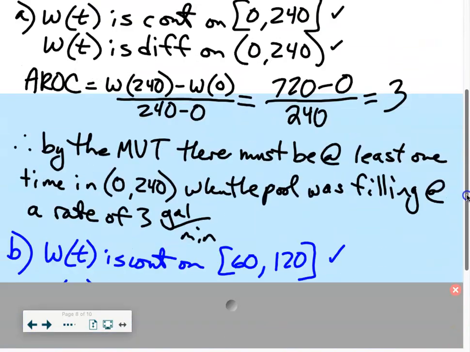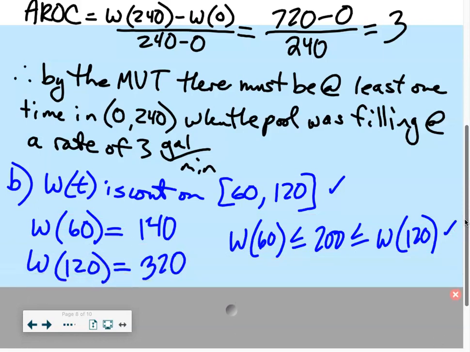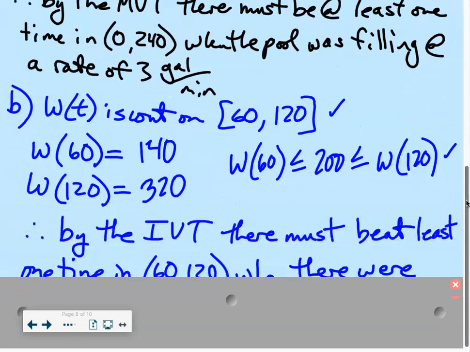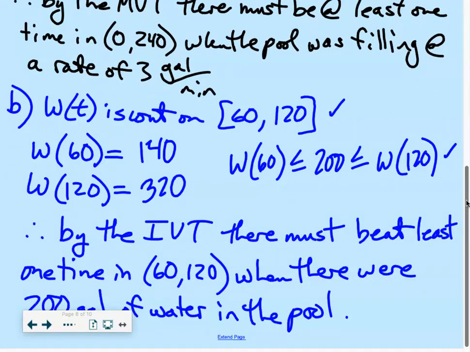So you had to show that, so I wrote over here what my Y values were. W of 60 is 140, W of 120 is 320, therefore W of 60 is less than or equal to 200, which is less than or equal to W of 120. If you don't have the equals, that's okay. IVT is okay at endpoints, but it's fine because it's in the interior here, so it doesn't matter.